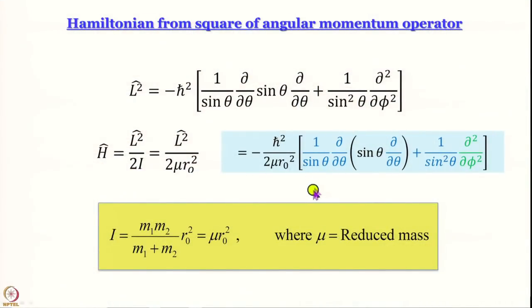Hence, we got minus h cross square by 2 mu r 0 square multiplying 1 by sin theta del del theta operating on sin theta del del theta plus 1 by sin square theta multiplying del 2 del phi 2. And now we will define the wave function in a particular fashion, and then we will try and separate the equation into individual equations in theta and phi.